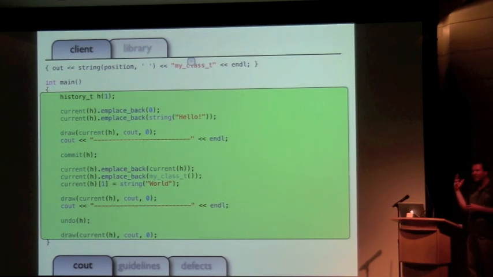So value semantic programming doesn't mean that there are no relationships in your code. Okay? Like I said, they're unavoidable. It's just something that you have to deal with.